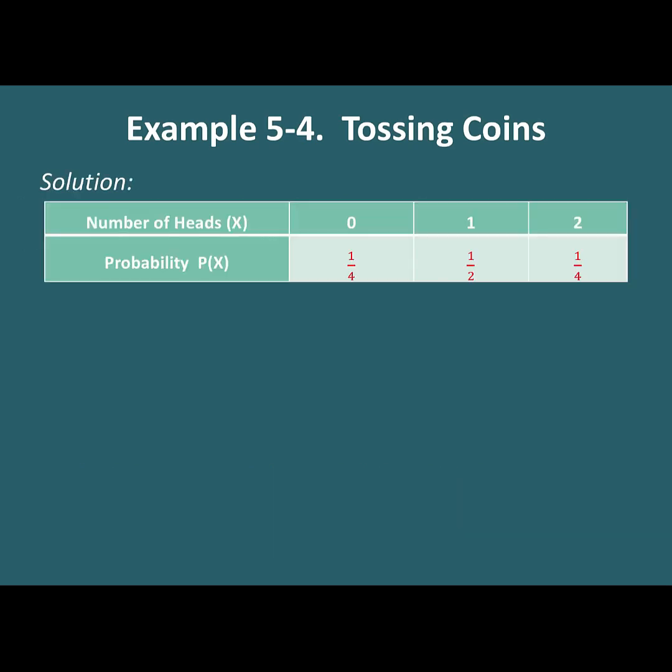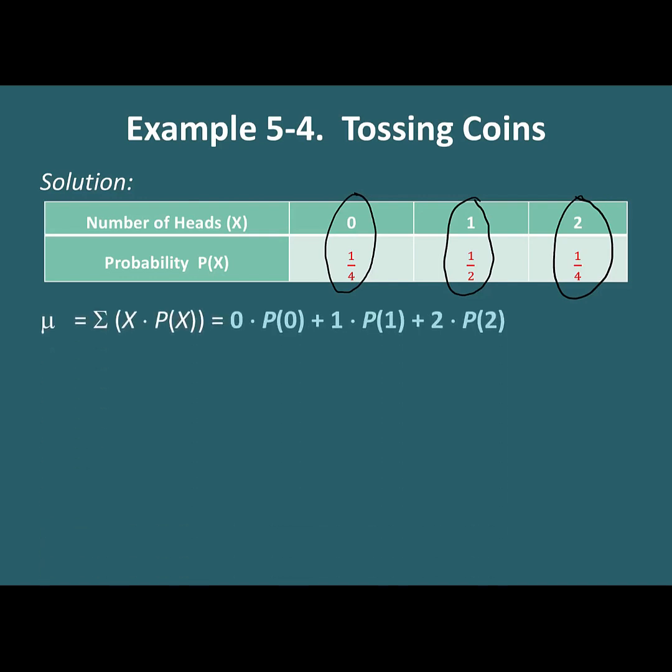As seen earlier in this section, to compute the mean, we take the product of the number of heads times the probability of getting that number of heads, and then add those products up. In other words, 0 times the probability of getting 0 heads, 1 head times the probability of getting 1 head, 2 heads times the probability of getting 2 heads, and then add them all up. In this case, you'll see we get 1.